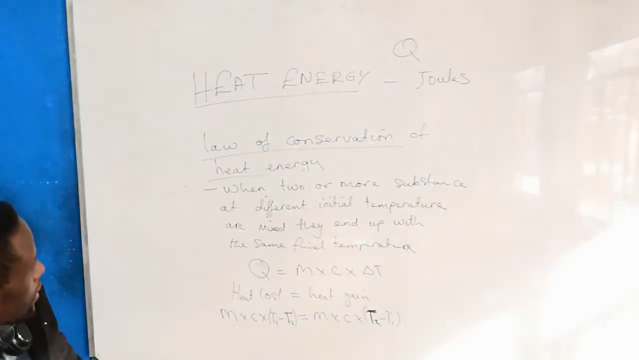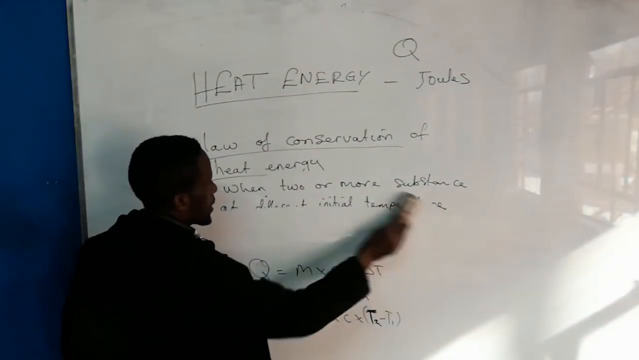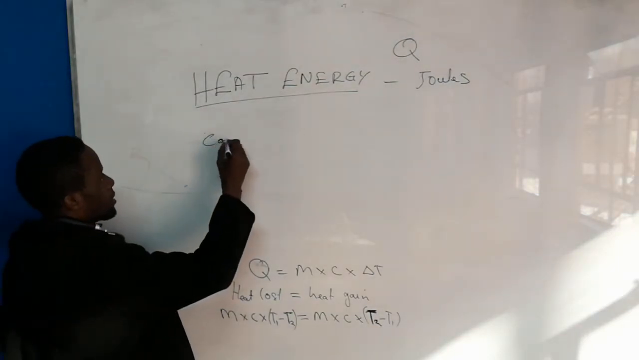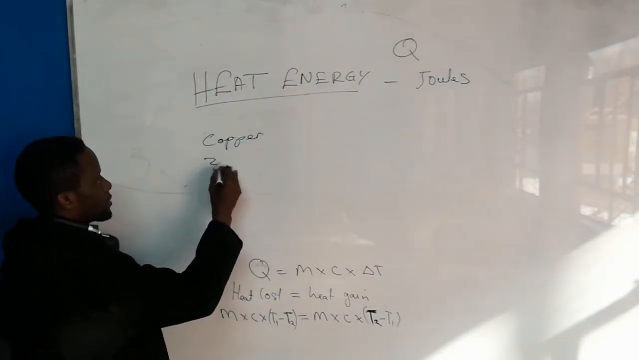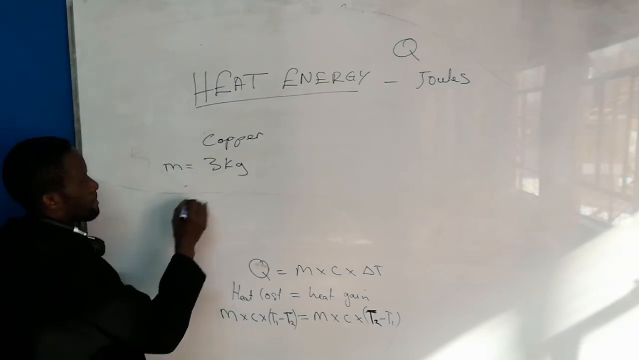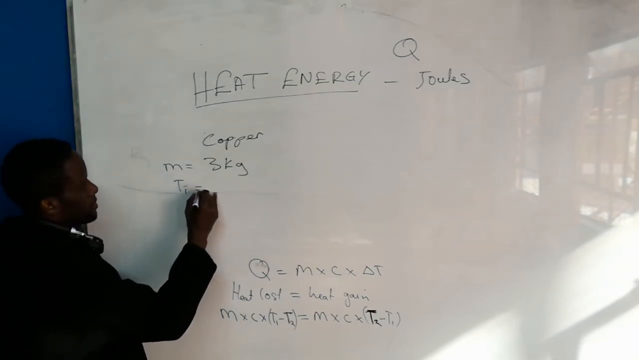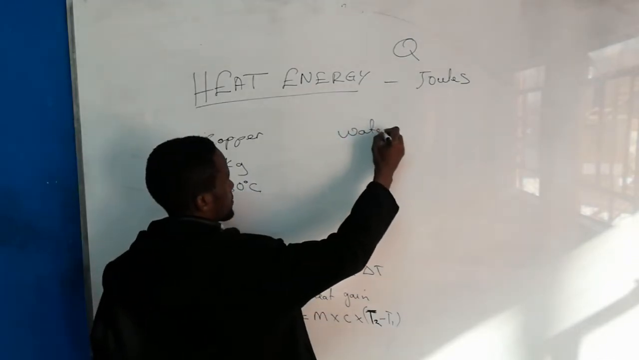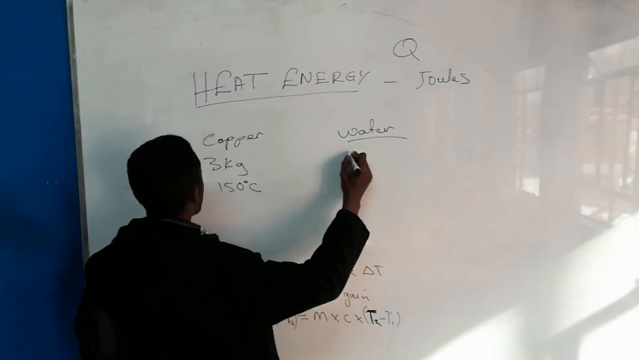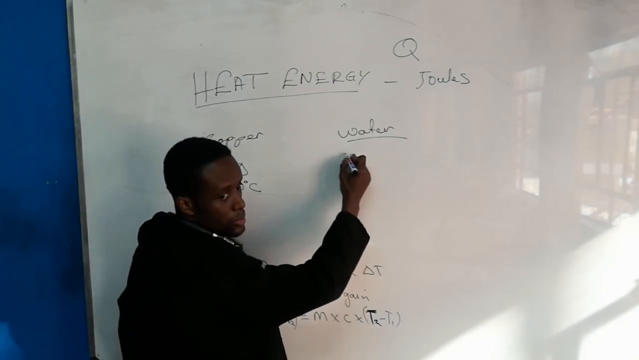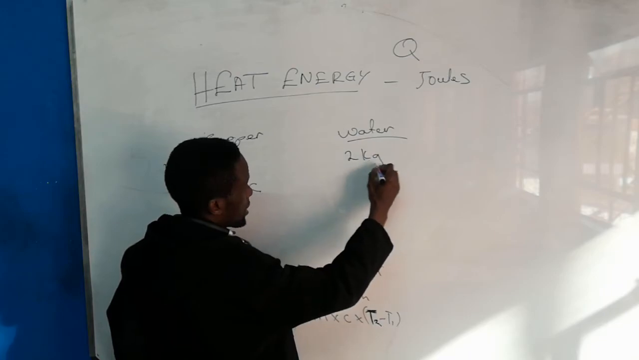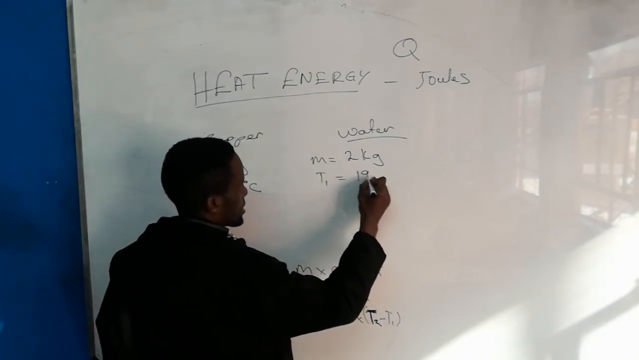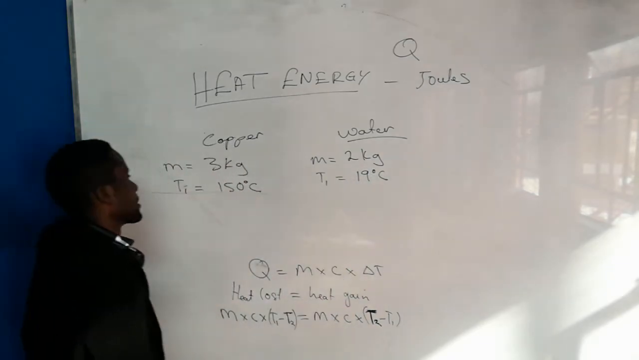Okay? So in our example, we had copper, 3 kgs, this is the mass, at a temperature of 150 degrees Celsius. You have water on this side. How many kgs of water did we have? 2 kgs at a temperature of 19 degrees Celsius.